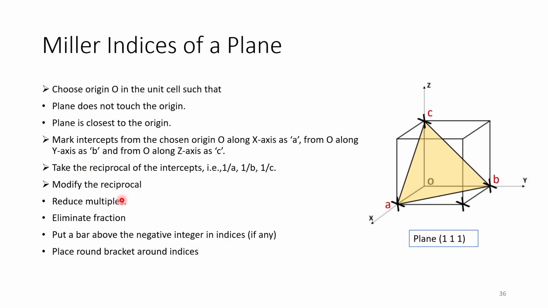If you have multiples, for example 2, 2, 2 or 2, 4, 6, then you have to divide by 2, so it becomes 1, 2, 3. Or if you have fractions, then you also eliminate them and make these whole numbers. If you have a negative integer, then you put a bar on it and place round brackets around this. So in this case you have the (1 1 1) plane here.